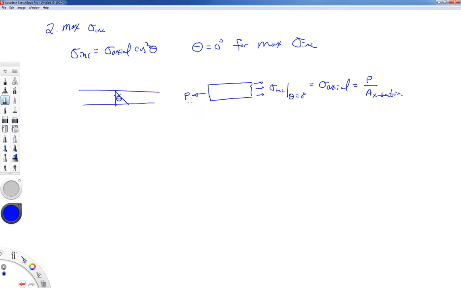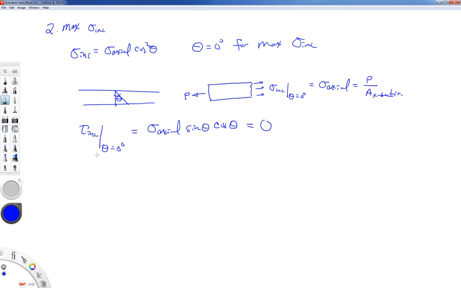Now at this angle, let's see if there's any shearing stress. Our formula for the shearing stress is sigma axial times the sine of theta and the cosine of theta. Of course, the sine of 0 is 0. We don't get any shearing stress. So that's kind of interesting. Where we have maximum shearing stress, we do get normal stress. Where we have maximum normal stress, we don't get any shearing stress.